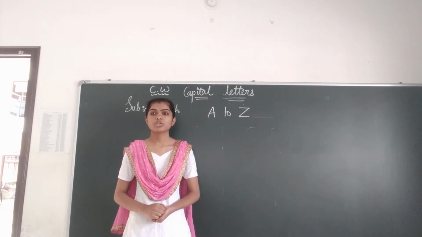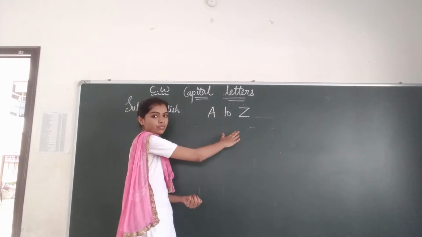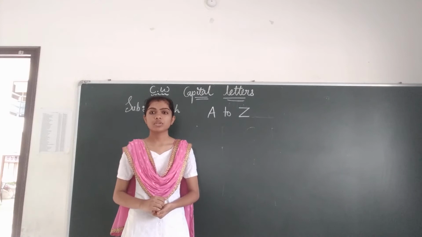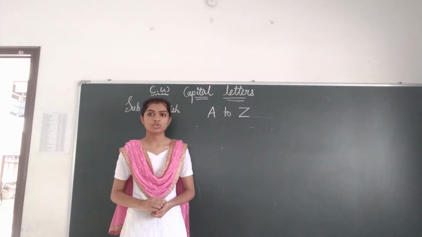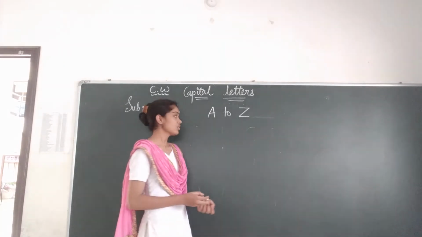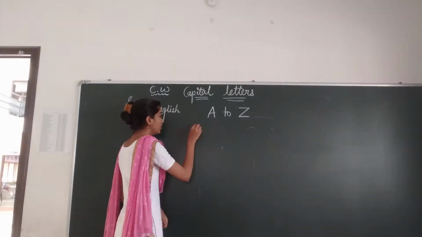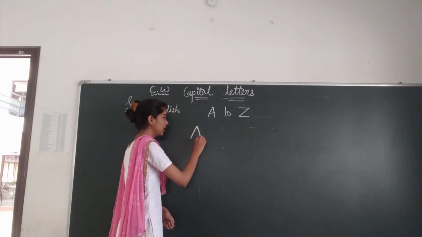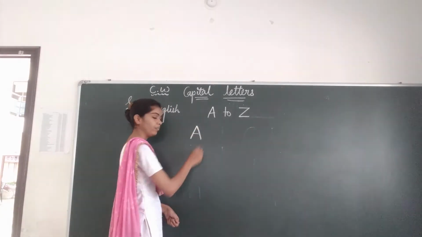Today, I will teach you capital letters A to Z. We already learned about A to Z, but that was with full dots. So, today, I will teach you that without any dot. So, draw one slanting line, one more slanting line, and a sleeping line.